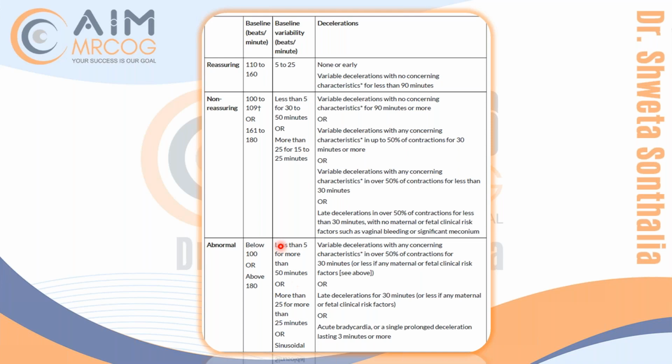Then the variability, less than 5 beats for more than 50 minutes. Less than 5 beats is a bad thing. Very, very bad thing, believe me. Less variability, less than 5 beats, looks like a flat trace. It's very bad for the baby. So if less than 5 beats for more than 50 minutes, it's abnormal. Can anybody tell me why this arbitrary limit of 50 minutes here?